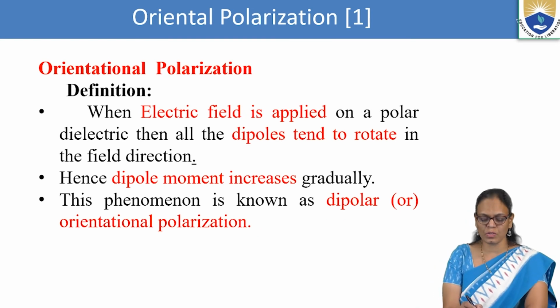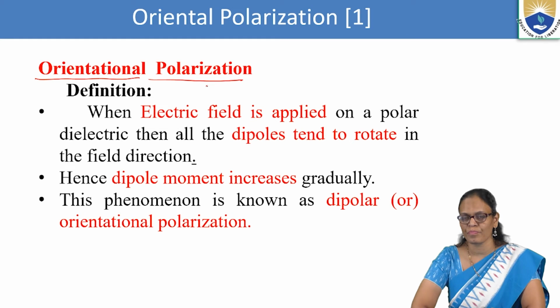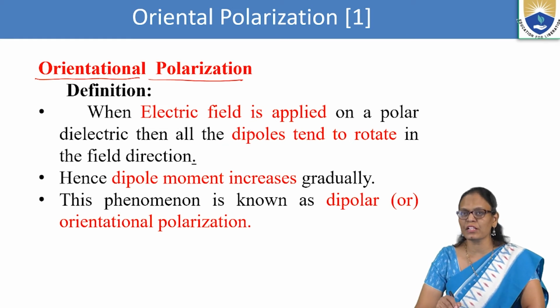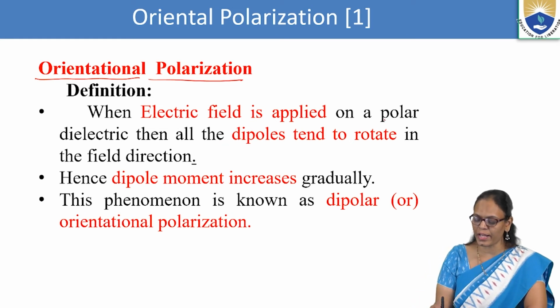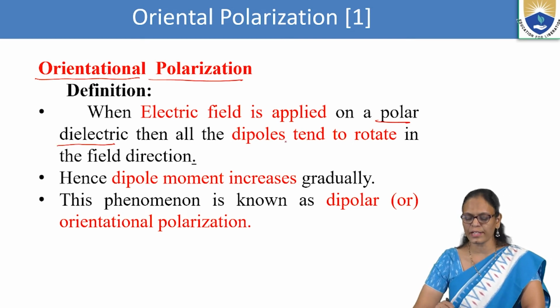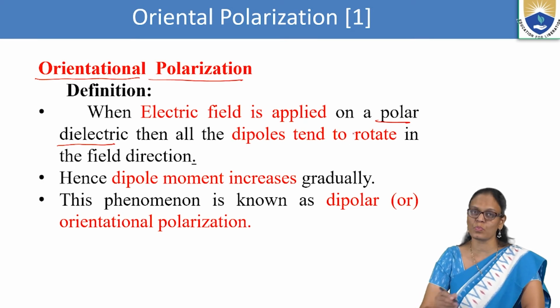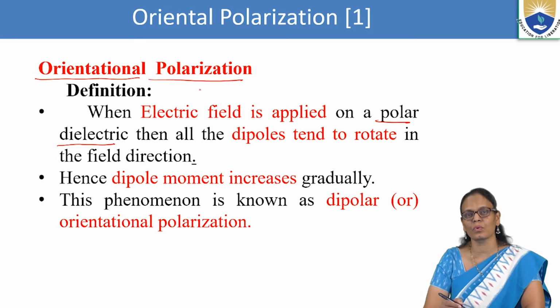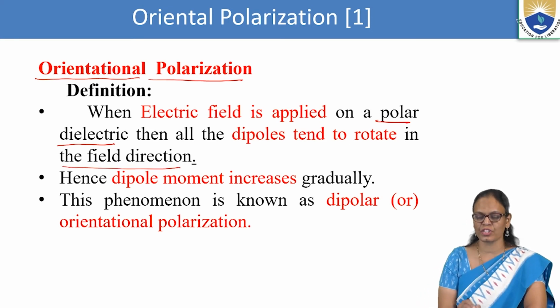Now the third one is orientational polarization. What is orientational polarization? So when an electric field is applied on a polar dielectric, then all the dipoles tend to rotate or orient, we call. That is why we are getting the name orientational polarization. They tend to rotate or orient in the field direction.